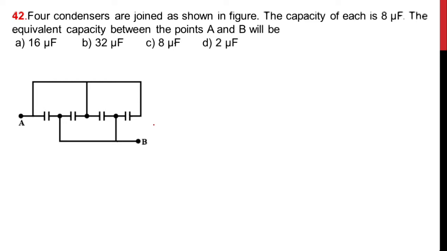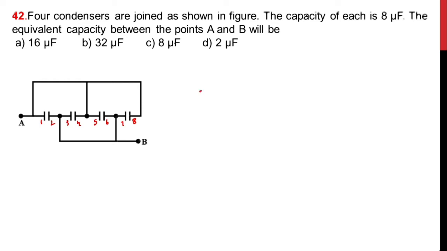So you look at the diagram here. Each capacitance is having the value 8 microfarad. In order to explain how this is connected, you can give some numbers to each plate. For example, let's give plate number 1, plate number 2, plate number 3, 4, 5, 6, 7 and 8. So let's redraw this diagram.